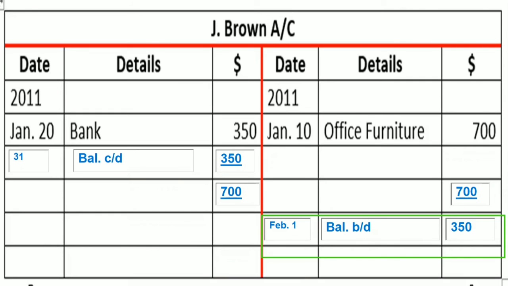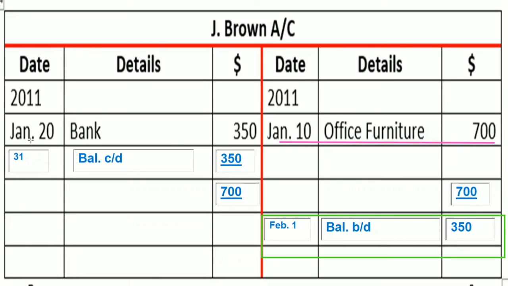Now, to add to that, how is it that we know that the business is actually owing this individual and that this person is a supplier to the business? If you look at January 10th, you would notice that for this transaction, the entry in the account is January 10th, office furniture as details, and the amount is $700. If you should attempt to interpret this transaction, basically it is saying that the business bought office furniture on credit from J. Brown for $700.